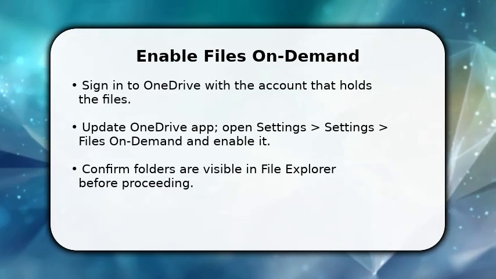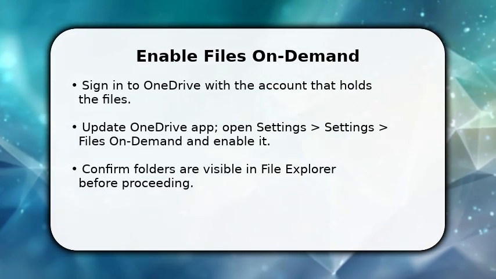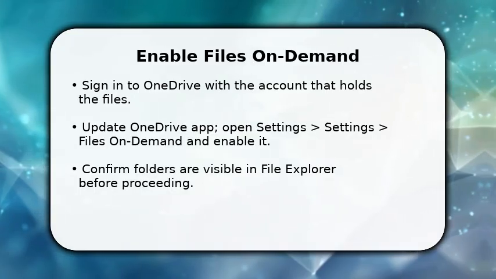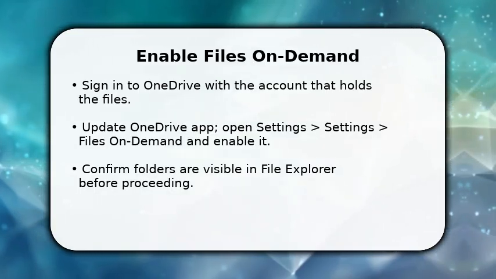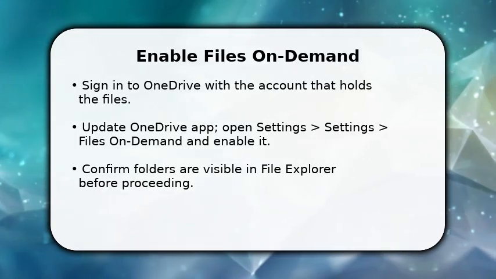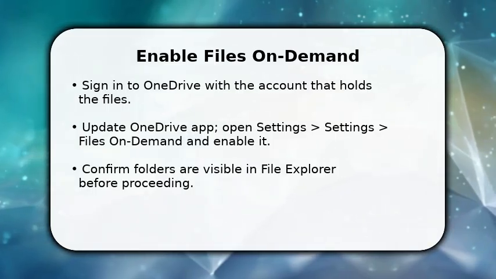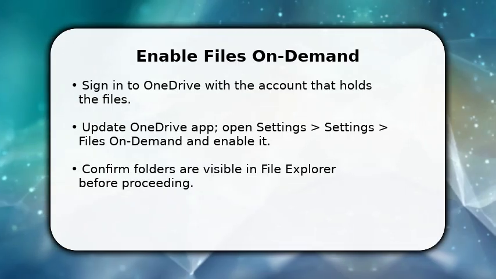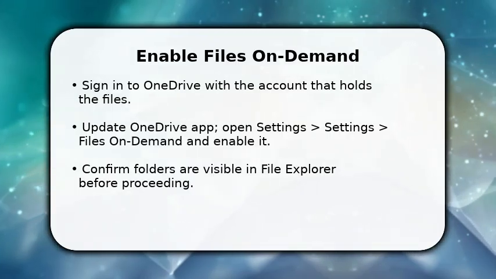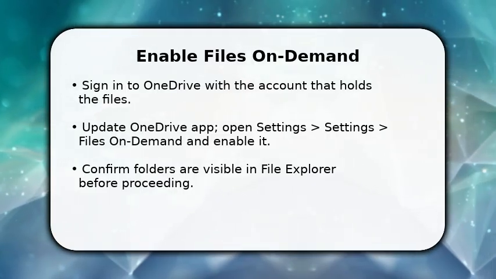Enjoy the video. You're starting with Files on Demand turned on. First, sign into the OneDrive client and update it so Files on Demand is available. Open OneDrive settings, go to the Settings tab, and check Save Space and Download Files as you use them. That enables online-only placeholders. Once done, verify your OneDrive folder appears in File Explorer and sync has completed. Make sure green check marks aren't actively syncing.